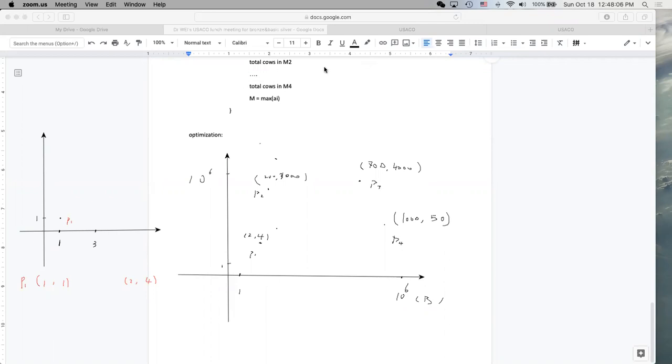So actually, I'm not exactly bearing the example. The example said that all the XY for the cow location should be odd numbers. So let me modify it a little bit, otherwise people are going to get confused. Let's say this point is 3, this one is 5, because it said it should be an odd number, right? So 3 and 5.